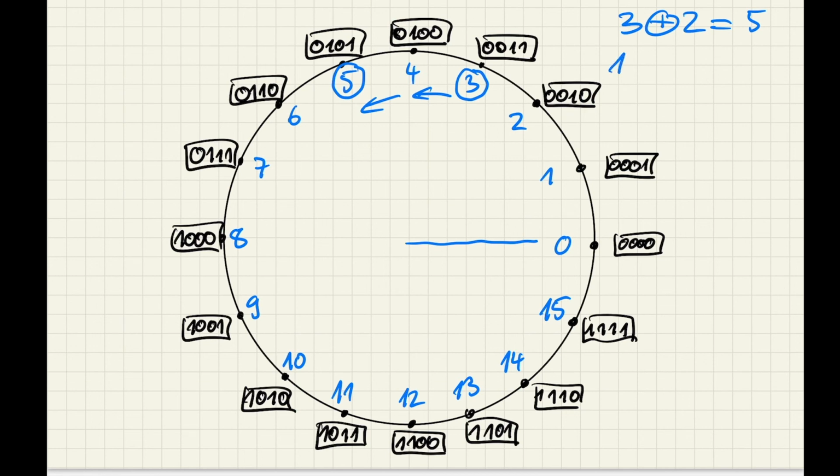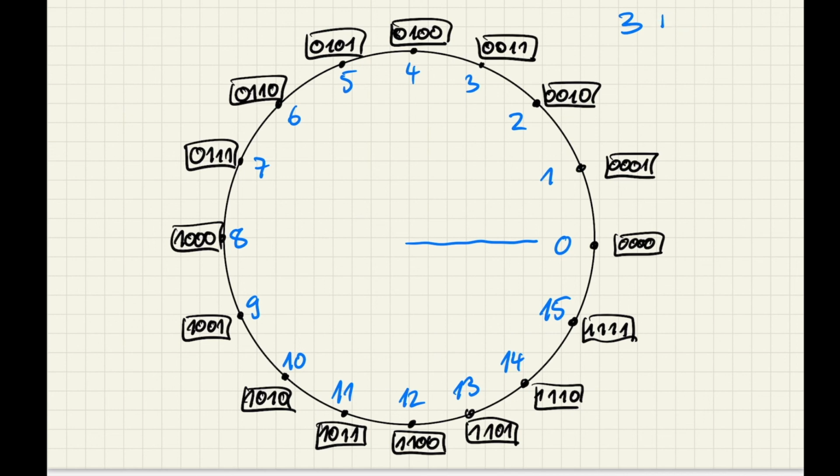But let's say I would use the adder for computing 15 circled plus 2. That means I start here, I count forward, and I end up at 1, so we have this result 1, and we cross the line, so here we have an overflow. And you also can use this for describing the subtractions.